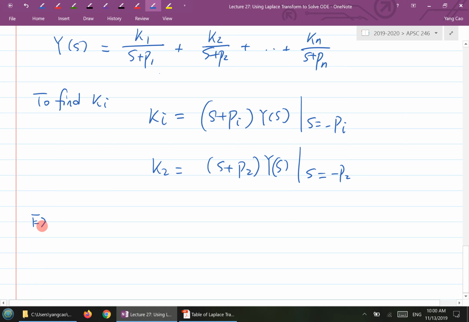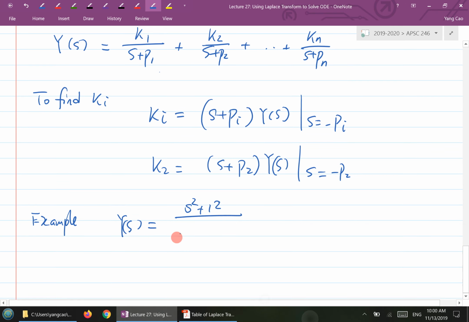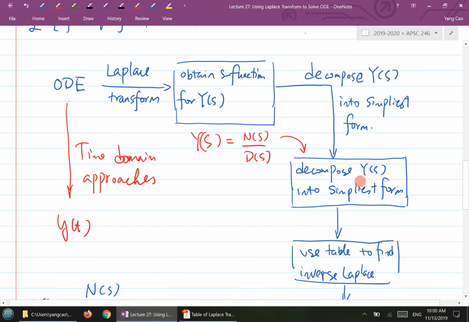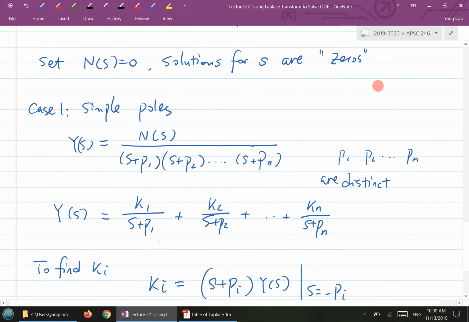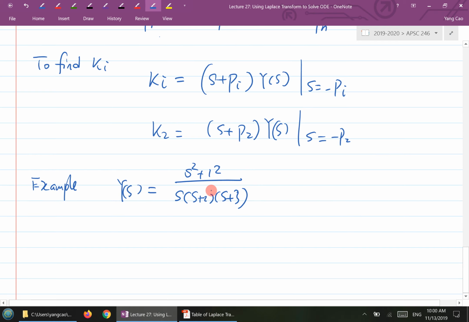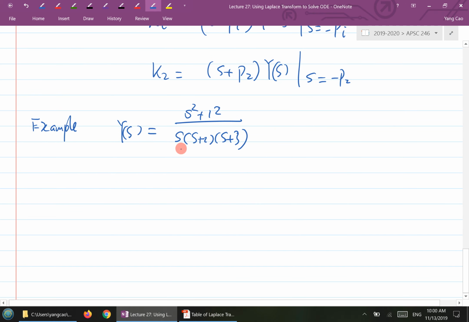Let's say, suppose we got y of s equal to s squared plus 12 over s times s plus 2 times s plus 3. Let's say you have this particular y of s somehow from your Laplace transform. I'm skipping a step here just to give you assumed results. So somehow you get your y of s, this one here. So the bottom here is d of s.